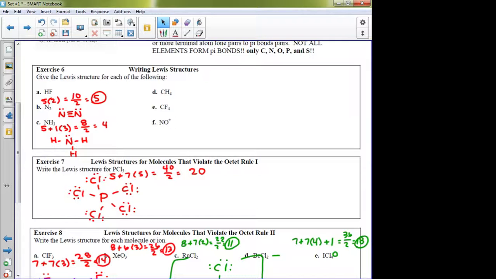We're going to do the NO positive. So, how many valence electrons does nitrogen have? 5. Plus how many does oxygen have? 6. But because that's positive, that means I've lost an electron, so I've got to subtract 1. So 5 plus 6 is 11, minus 1 is 10. If I divide by 2, I get 5. So I know I need 5 electron pairs.